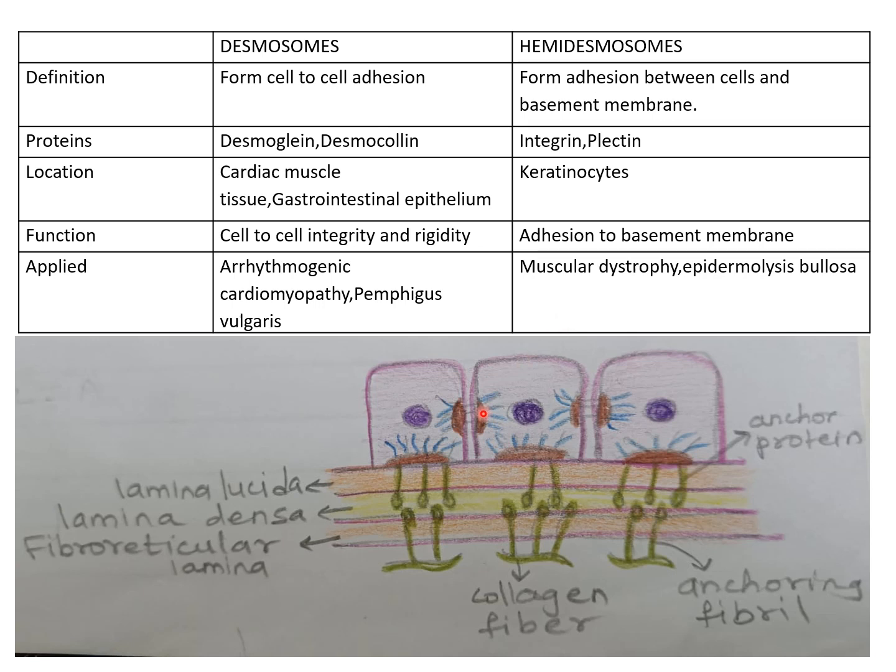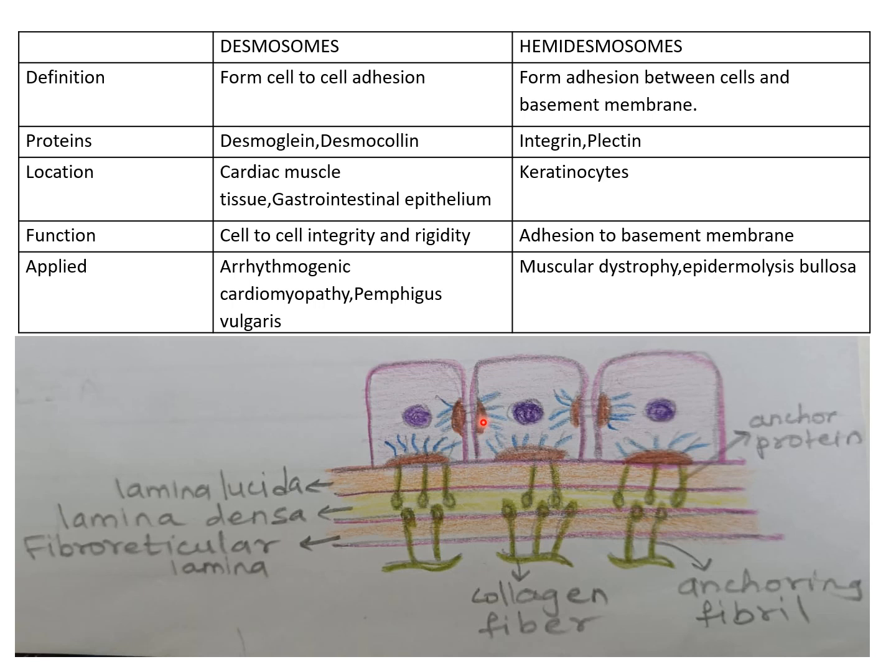In this diagram, we can differentiate the desmosomes from hemidesmosomes. So, the desmosomes form cell-to-cell adhesion. We can see this is one cell, this is the other cell, the plasma membrane and intercellular space. So, the cell-to-cell adhesion is present in desmosomes, whereas hemidesmosomes form the adhesion between the cell and the basement membrane. So we can see this is the basal part of the cell and this is the basement membrane. So the adhesion between the cell and the basement membrane, this is the hemidesmosome.